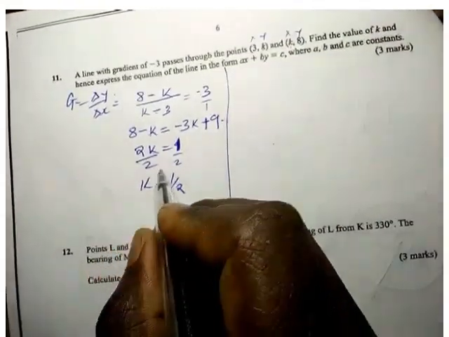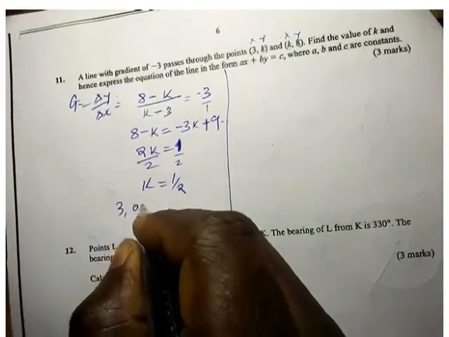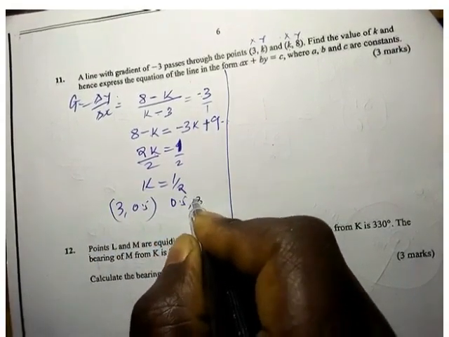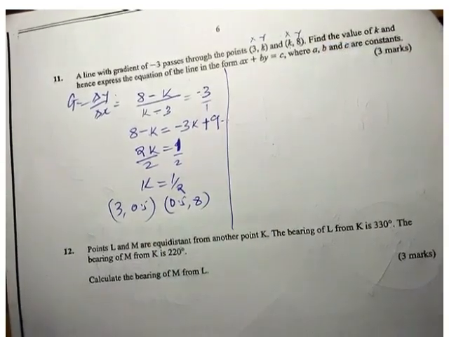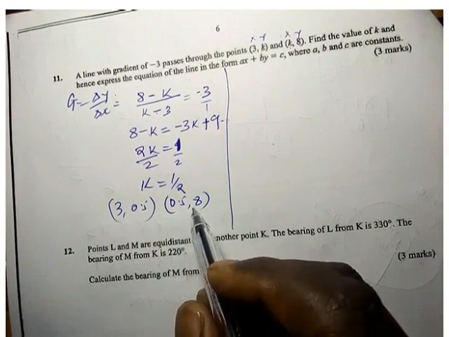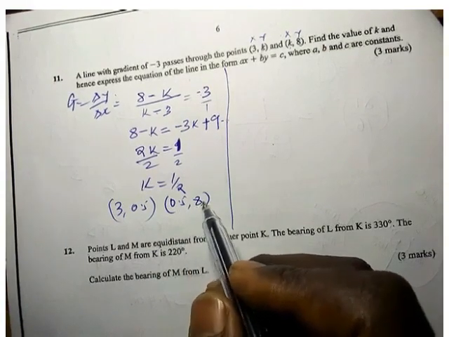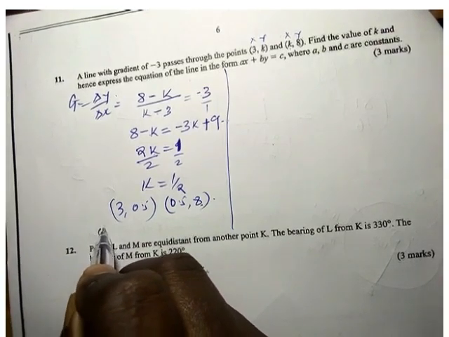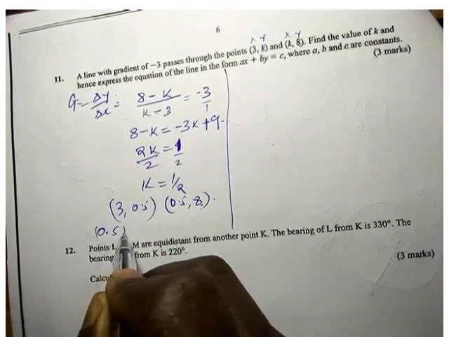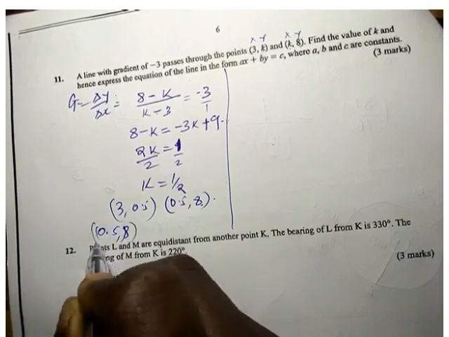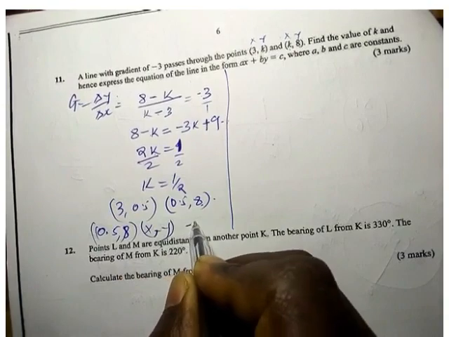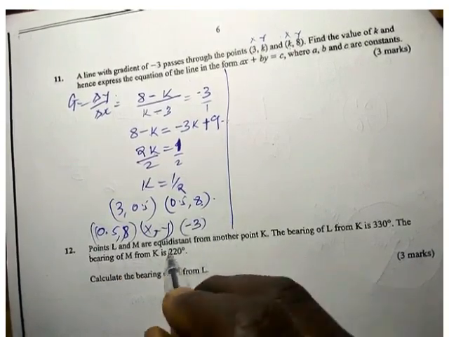So that means now our points will be (3, 0.5) and (0.5, 8), where you substitute this k. Now take 1 point. Let me take this one with the gradient so that we get the equation of the line. So I will take (0.5, 8), and then x, y, and the gradient is equal to negative 3. So that now I have the equation.